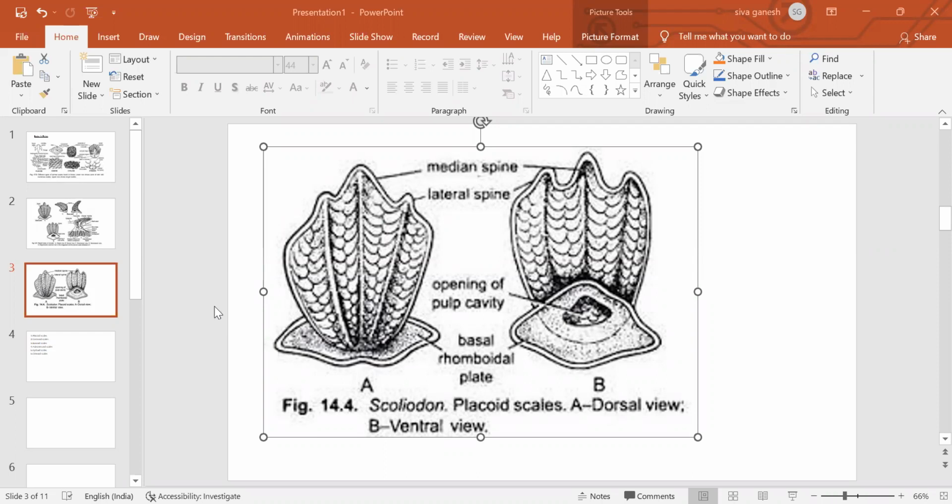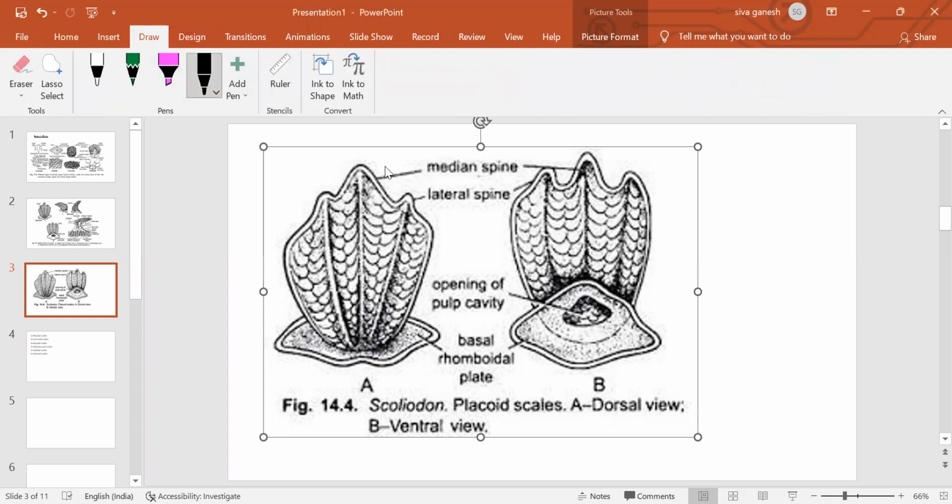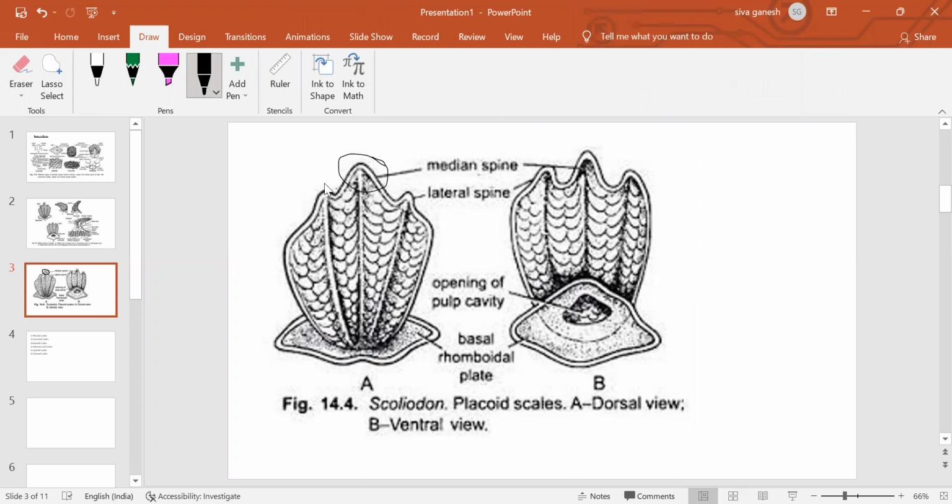Each placoid scale has three spines at the top. This is one, two, and three. One median spine, which is present in the middle, and on either side of the middle spine there are two lateral spines. So totally three spines are present at the extreme end, and lower down you can observe the basal plate. That's why it is called a trident spine.